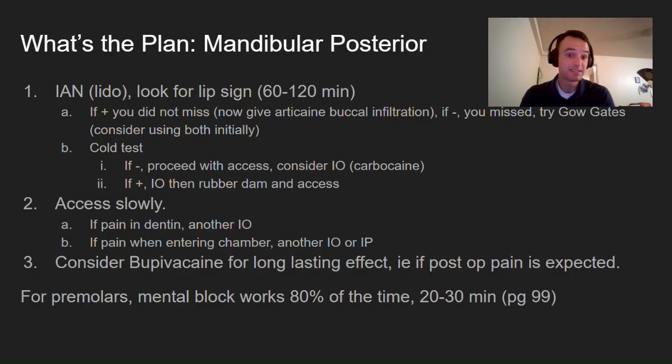I can expect this to last 1 to 2 hours. If I get a lip sign, I know I didn't miss, and I'm going to give local infiltration with articaine afterwards. If I didn't get a lip sign, I might have missed the block. I'm going to do a Gow-Gates and then move on to looking for lip sign and local infiltration.